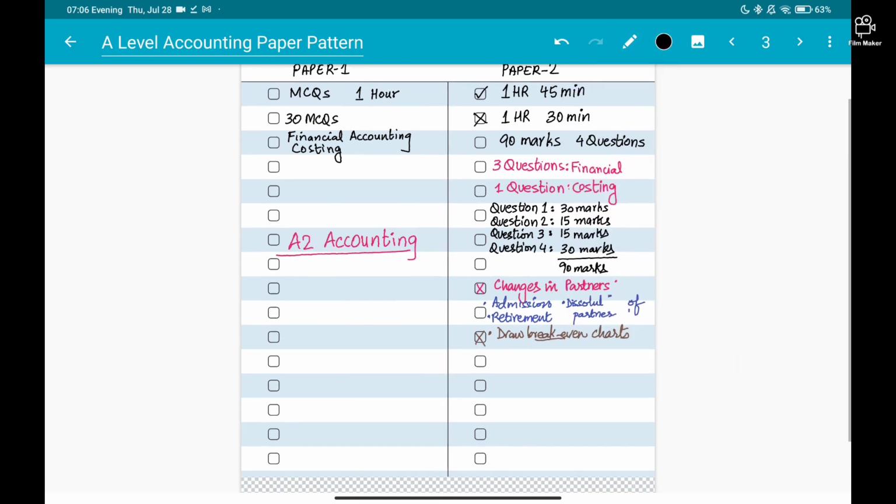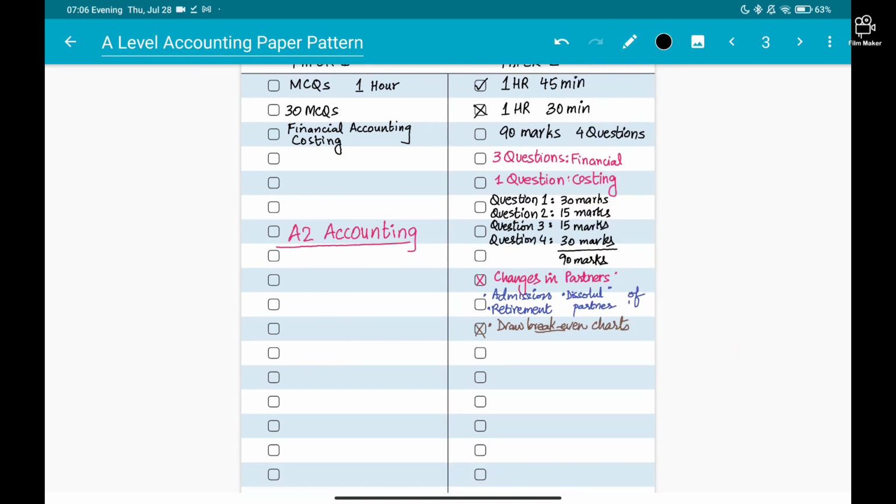So let's focus more carefully and talk about this, okay? In A2 accounting, previously there was only paper 3, okay, students? Previously it was paper 3 only, now there will be paper 3 and paper 4, from 2023 onwards till 2025.